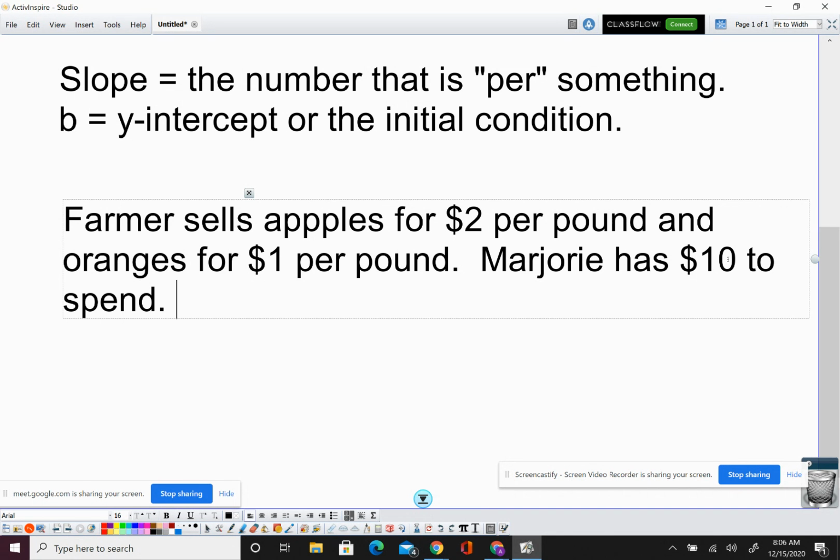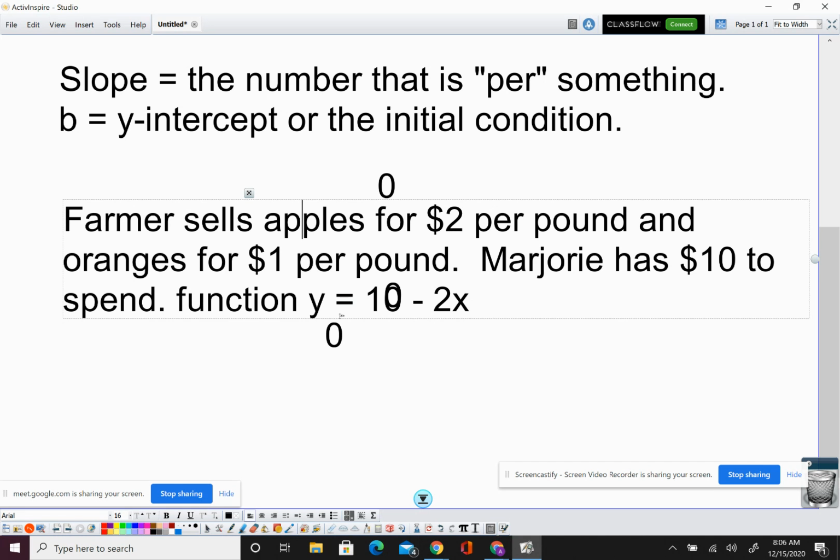Okay, so she has $10 to spend, and it says the function y equals 10 minus 2x. So that function right there, let's look at where these numbers are coming from. The $10 is this initial condition. That's how much she has to spend. And she's taking away whatever she's going to buy. In this case, because we have the 2 out in front of that x, we're referring to how many apples she can buy.